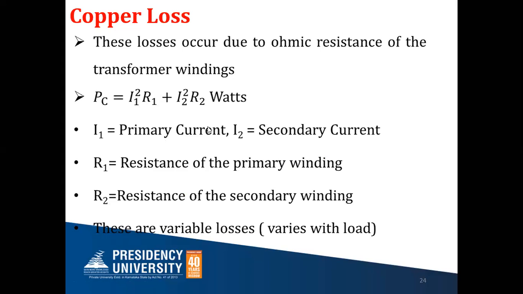So the general formula is I squared R. I1 squared into R1 is nothing but the copper loss in the primary side, and I2 squared into R2 is the copper loss in the secondary side. So the total loss will be the sum of the primary copper loss and the secondary copper loss. I express it as PC is equal to I1 squared R1 plus I2 squared R2.